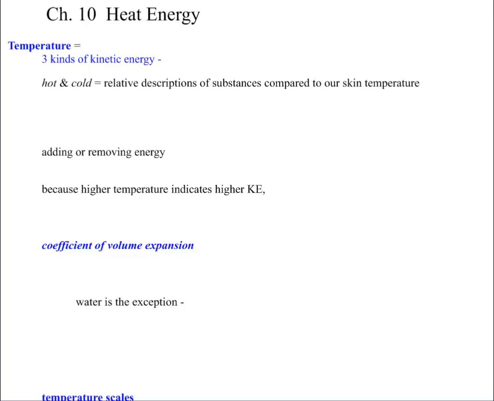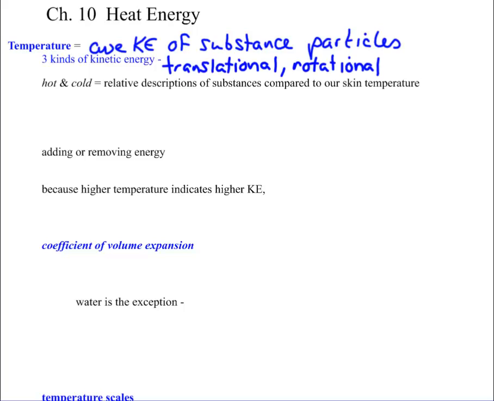Chapter 10, we're going to take a look at heat energy, internal energy, temperature, and related types of topics. We're going to define temperature as the average kinetic energy of substance particles. There are three types of kinetic energy, three types of way particles can move, whether they're in a solid, a liquid, or a gas. There's translational kinetic energy, there's rotational, and there's vibrational kinetic energy.